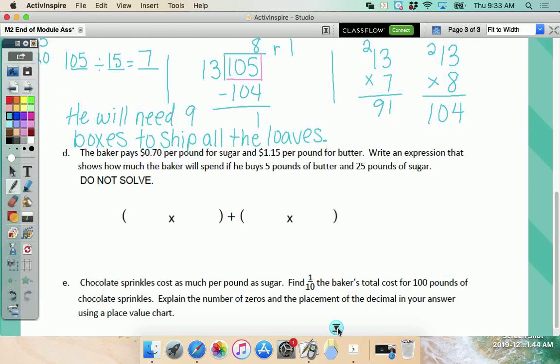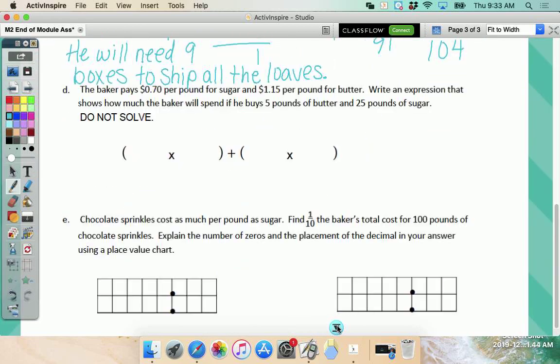So on this one, I don't want it sloppy, but we're going to have to write some things in the problem so you can keep things straight in your head. Okay? So I'm going to read it, and then we're going to circle some things. It says, the baker pays 70 cents per pound for sugar and $1.15 per pound for butter. Write an expression that shows how much the baker will spend if he buys 5 pounds of butter and 25 pounds of sugar. Do not solve.